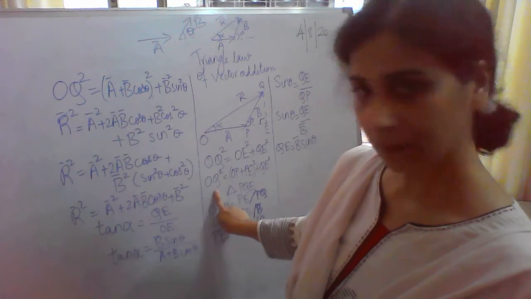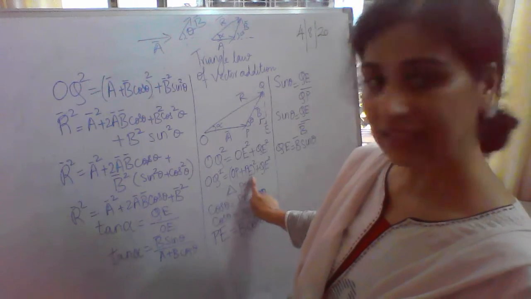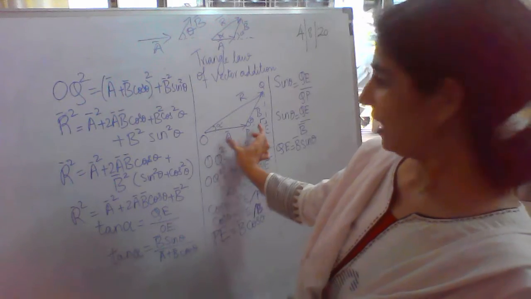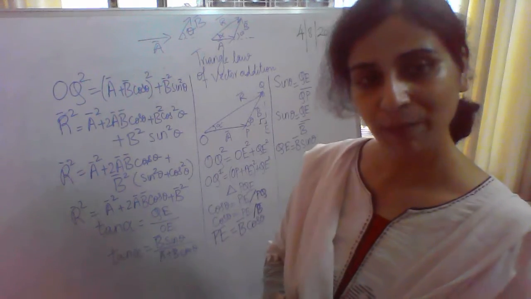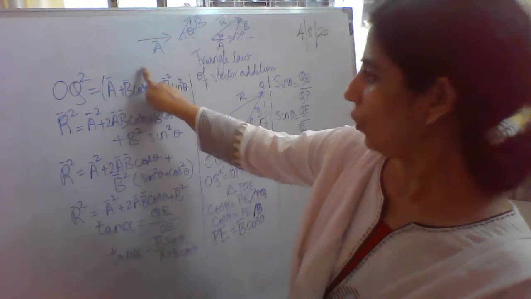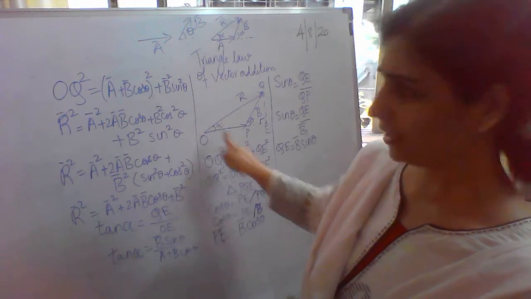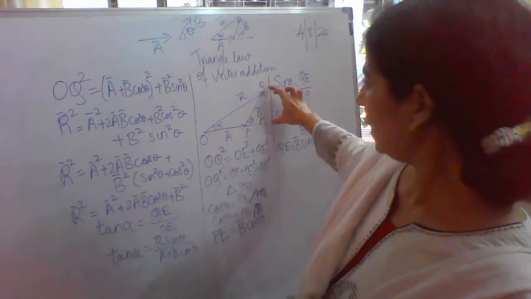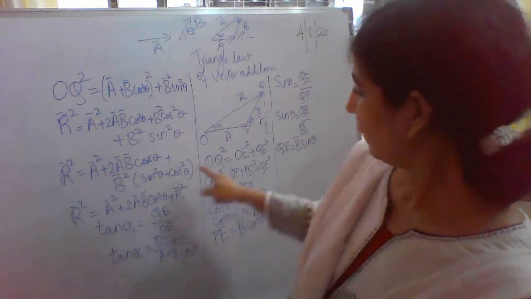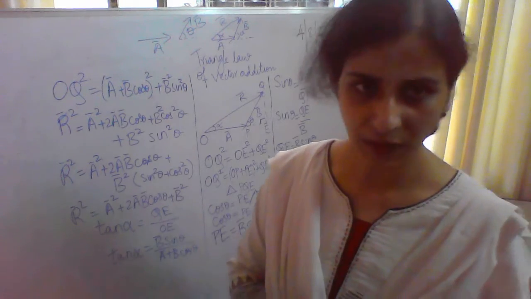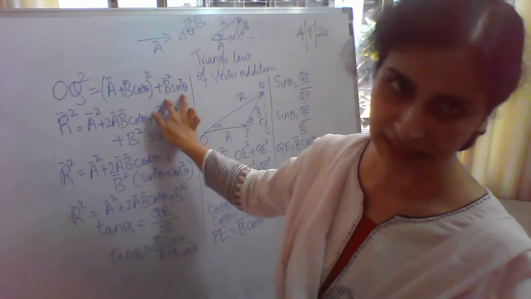OQ square. Okay, it was OP plus PE square. Now what is OP? A vector. And what is the small vector now? B cos theta. So let us substitute this, the whole square. Same thing here, I am just substituting it. Plus, what is QE? B sin theta. But it was QE square. So B square sin square theta.